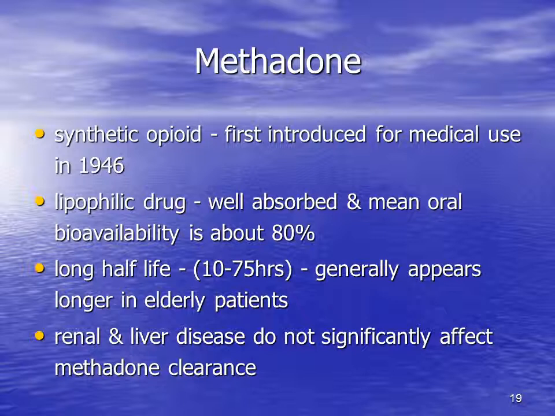Methadone has been around for a long time. It's lipophilic. It's well absorbed and bioavailability is very good. The issue is that it does have a long half-life, and sometimes the half-life of the drug exceeds 100 hours. One of the good things about the drug is that for patients who've got renal impairment and liver impairment, it doesn't significantly affect methadone clearance. So it's good in that respect. Whereas morphine, you would be very careful about someone who had significant renal impairment, maybe not quite as worried about someone who had significant liver impairment.